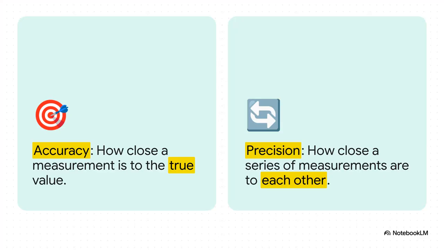Let's break this down because it's super important. Accuracy is all about being correct. It's how close your measurement is to the real, true, accepted value. Precision, on the other hand, is about being consistent. It's how close a bunch of your own measurements are to each other. In other words, can you get the same result over and over again?